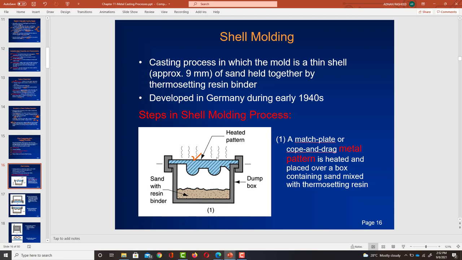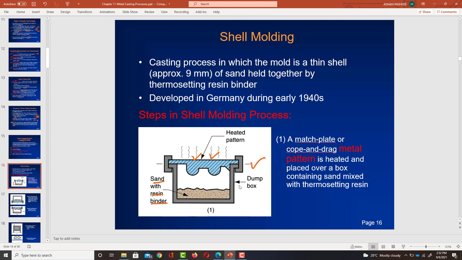You have to heat the pattern, and in that box you have sand with resin binder. When you heat this part, you then place the pattern over here. So a match plate or cope and drag metal pattern is heated and placed over the plastic box containing the sand and resin mixture. So this is the first step.